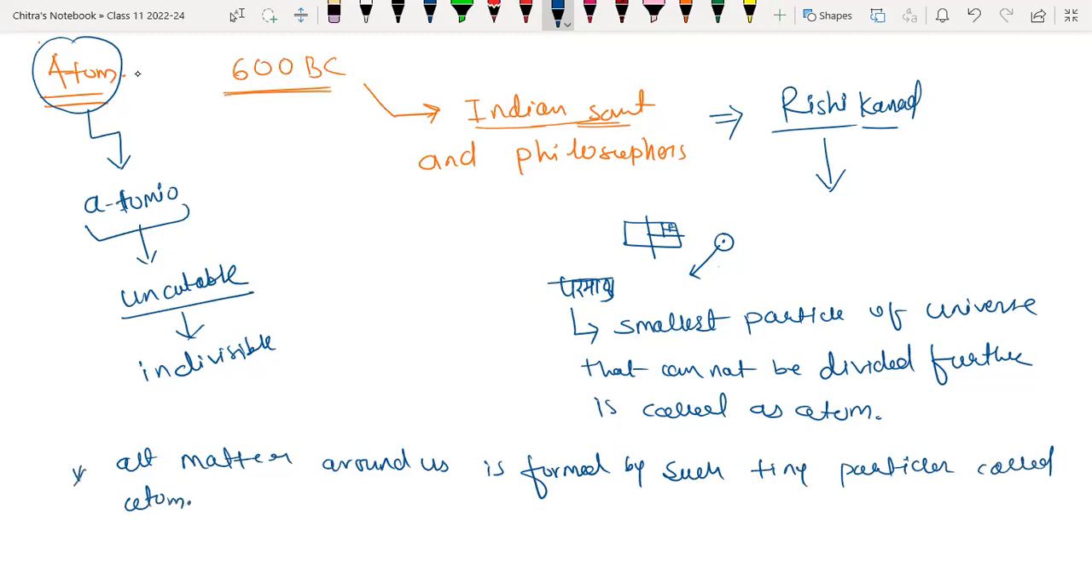And one more thing, different matters are made up of different types of particles. Different types of matters are formed by different types of atoms.